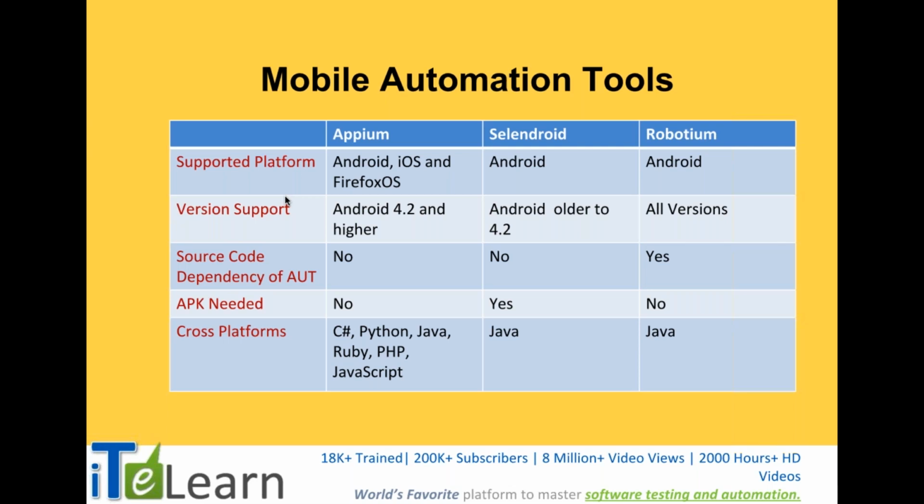So next, what is the point is source code dependency of AUT. AUT is nothing but application under test. So whether it can be a hybrid app or a web app or any other app, the dependency is on the application source code, the source code which the developers write for the application. So the dependency of the same is there when you are actually using Robotium. Okay, and the same is not with Selendroid and also with Appium.